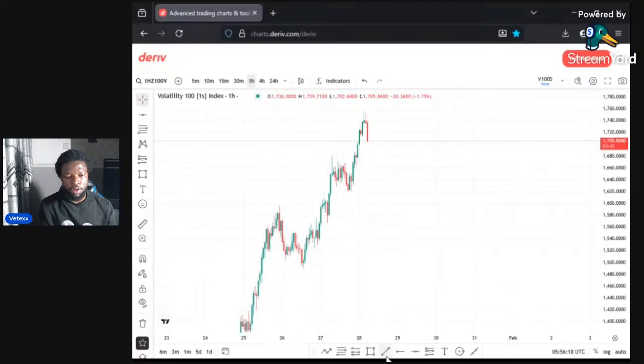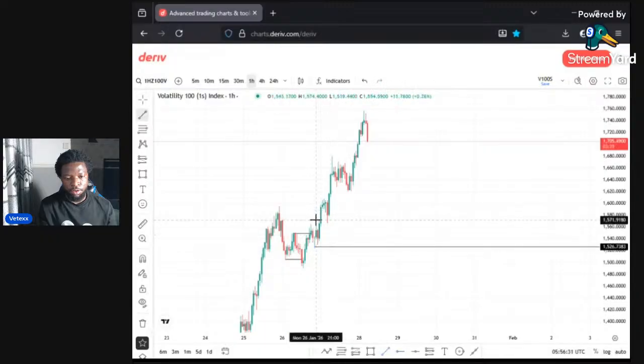We have our rule number 1 here, sweep of liquidity. Rule number 2, break of structure. Rule number 3, structural liquidity. Rule number 4, second break of structure.